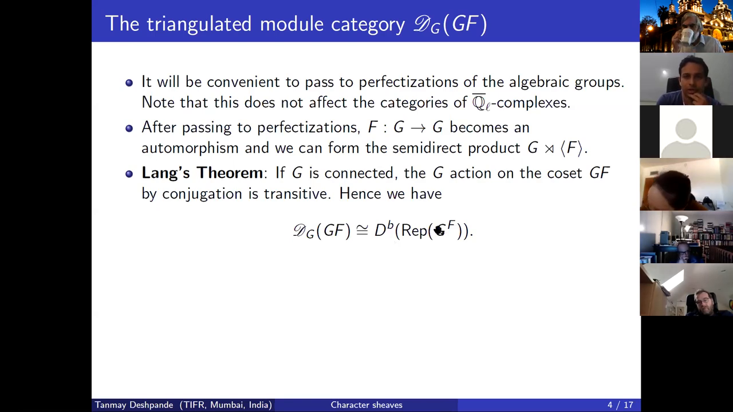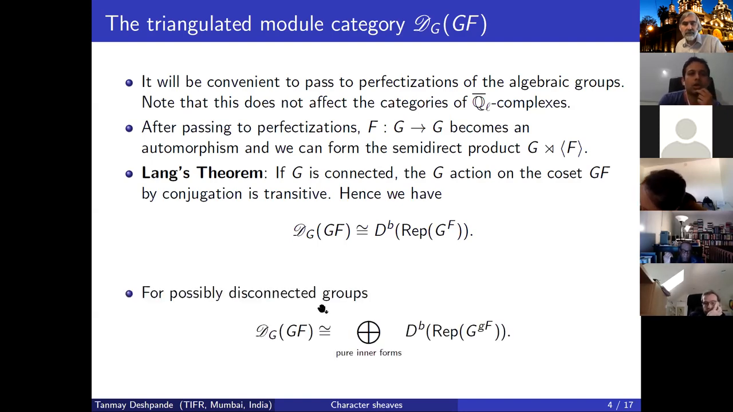So basically, we can think of an object in this triangulated category as being a representation, or as being a complex of representations. Now, if the group is disconnected, of course the action is no longer transitive, but still there are finitely many orbits.